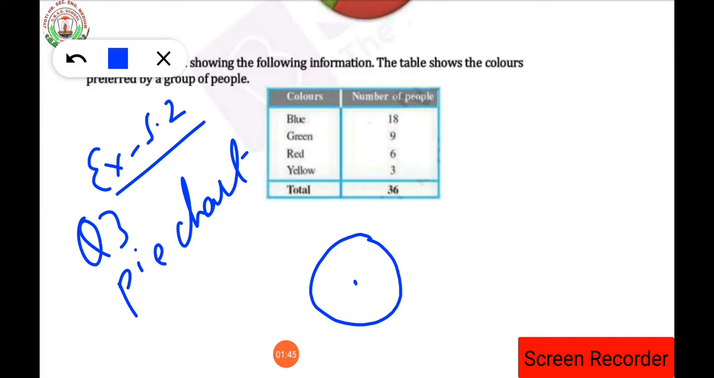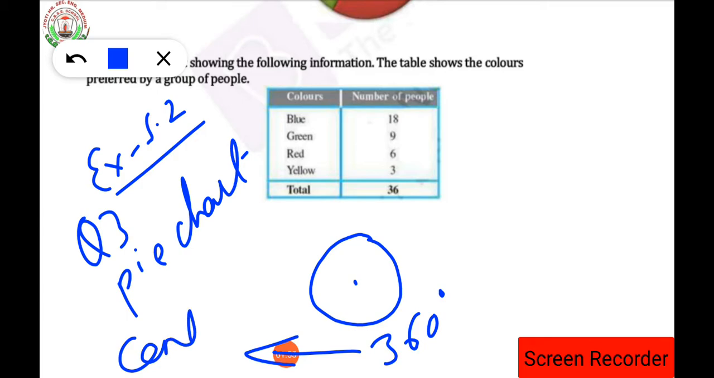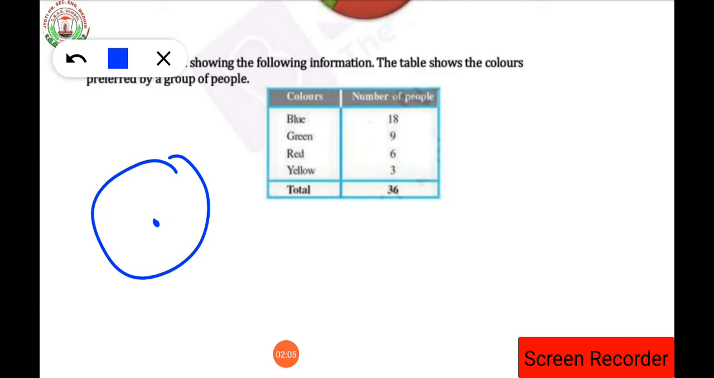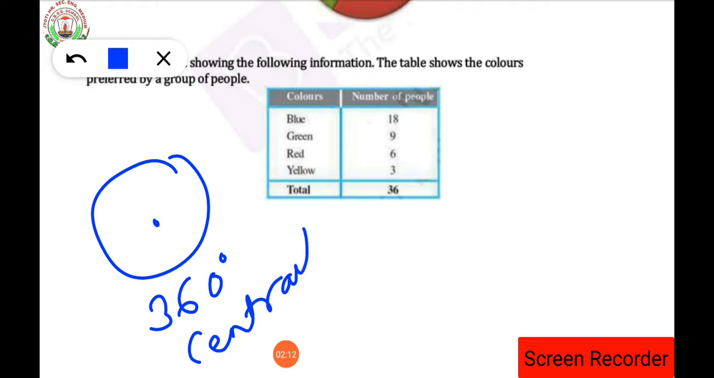So what is the angle of the circle? The complete angle of a circle is 360 degree, which is known as the central angle. What is this known as? It is known as the central angle. Suppose we have a circle, the complete angle of the circle will be 360 degree, and this 360 degree is known as the central angle. Clear?